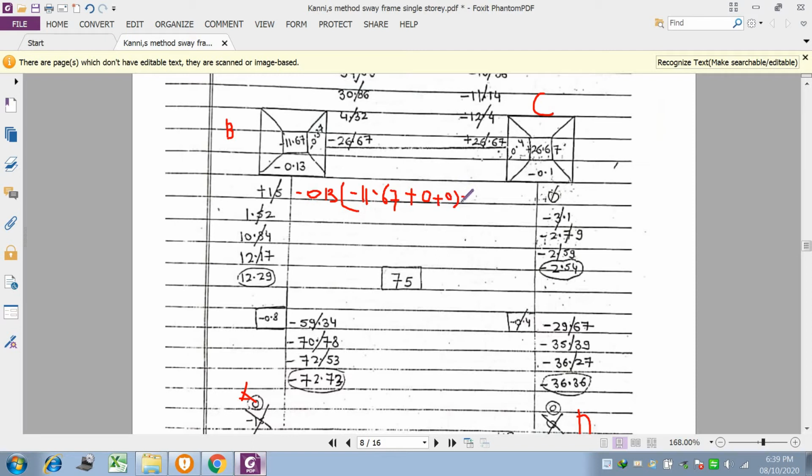So if you solve this, you will get the answer as 1.52. Okay, similarly proceed to the joint C. If you see the joint C, we have calculated the value for BA. Now we have to calculate the value for BC also.